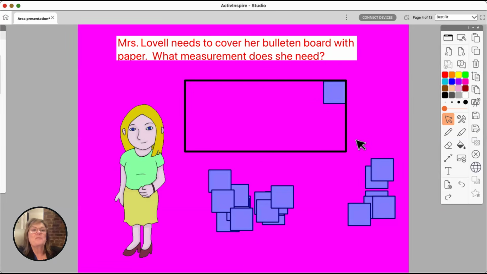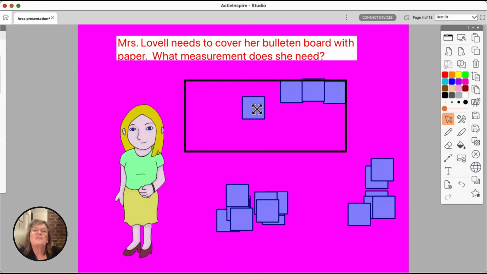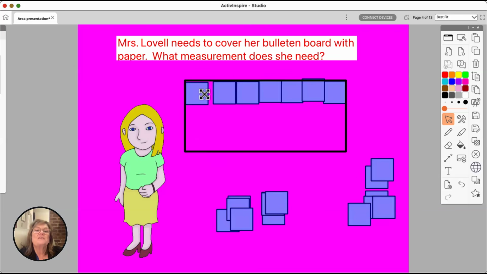All right, so here's our first problem. Mrs. Lovell, that's me. I need to cover my bulletin board with paper. What measurements do I need? So let's say I'm going to use these units as my measurements, and I would pick them up and as neatly as I could, fill in the space with these squares. Notice that I am using squares to calculate area. So I would get all my squares and fill in the space of my bulletin board.